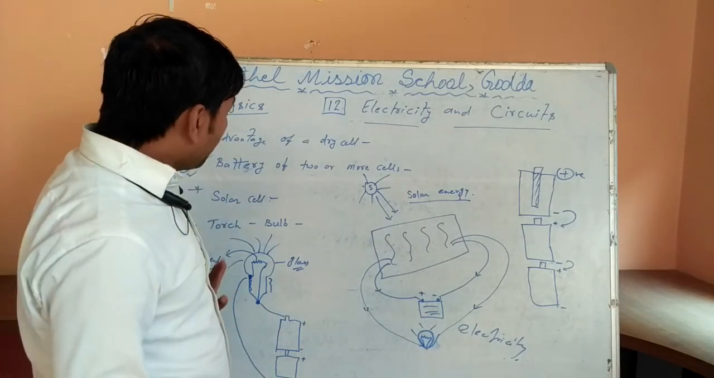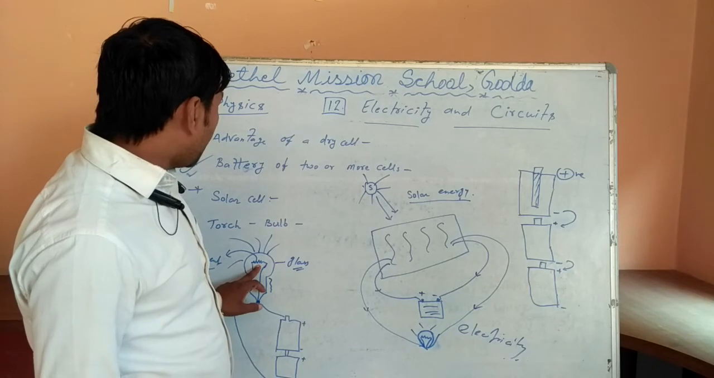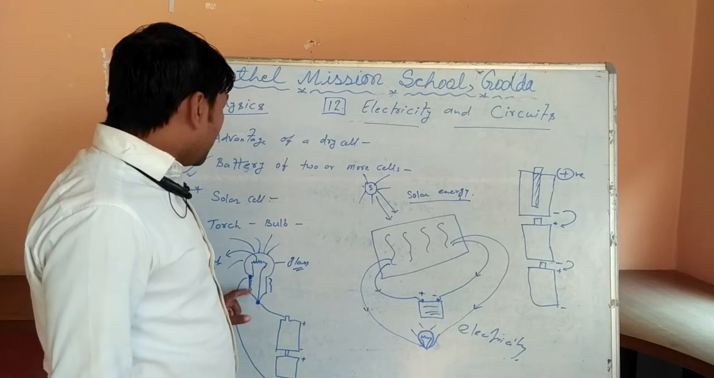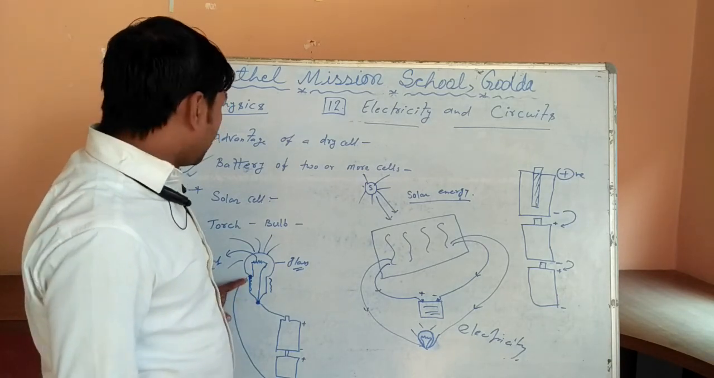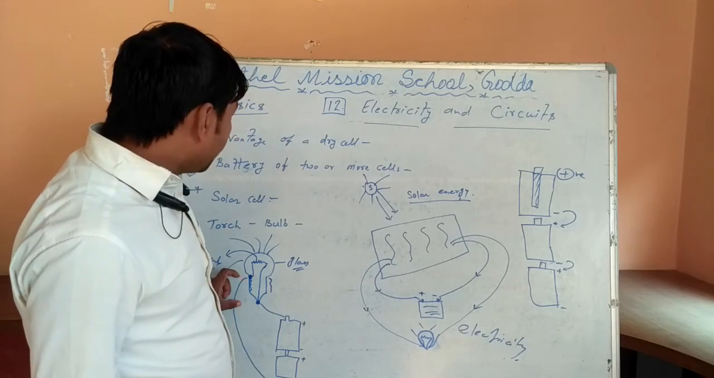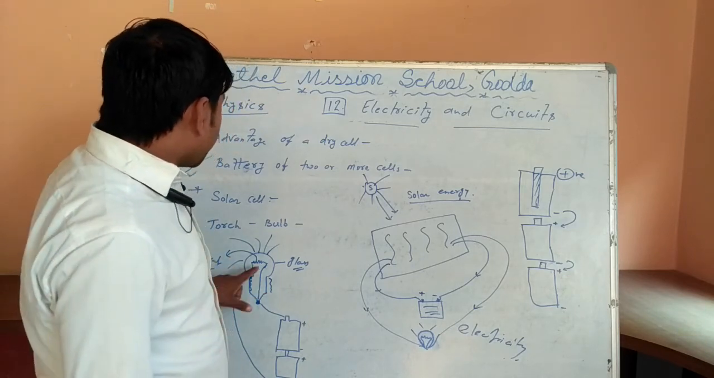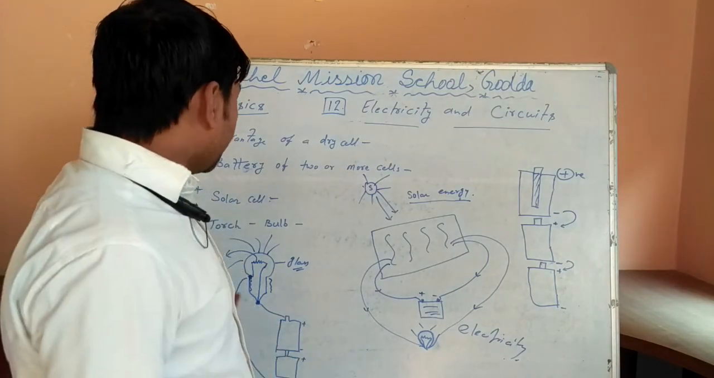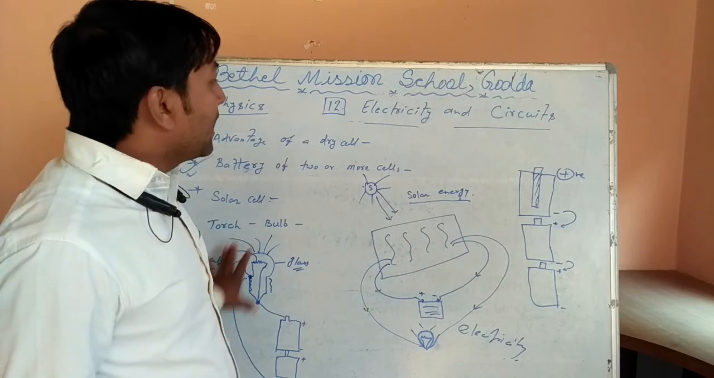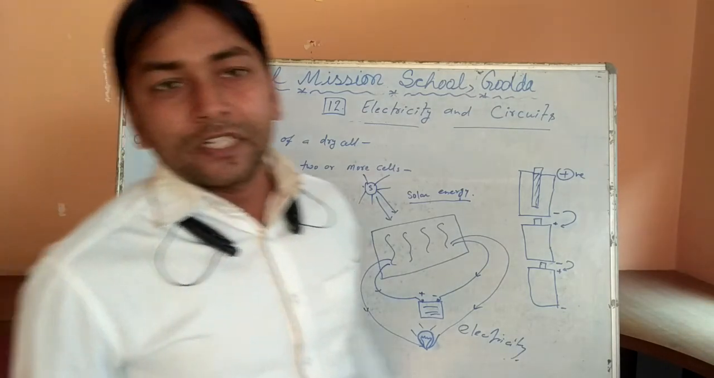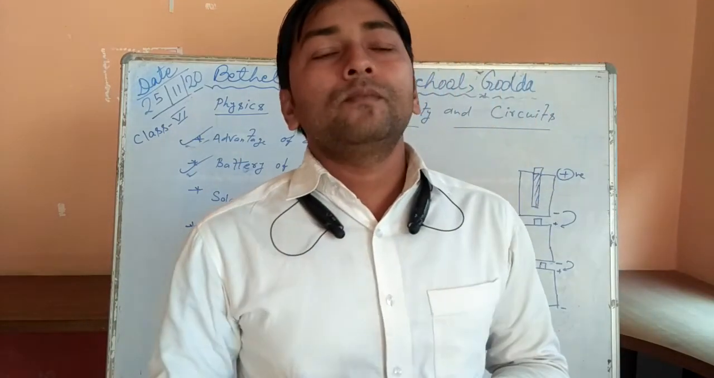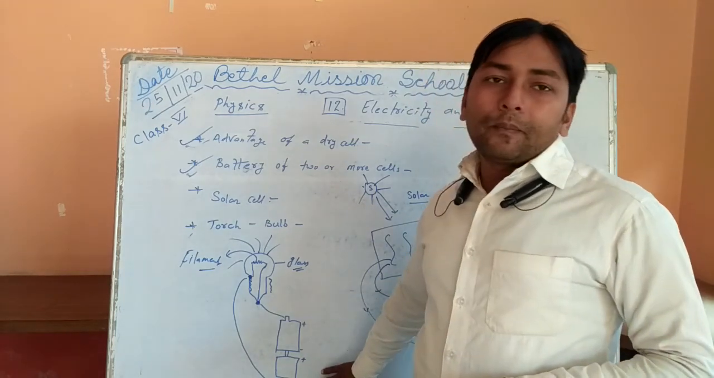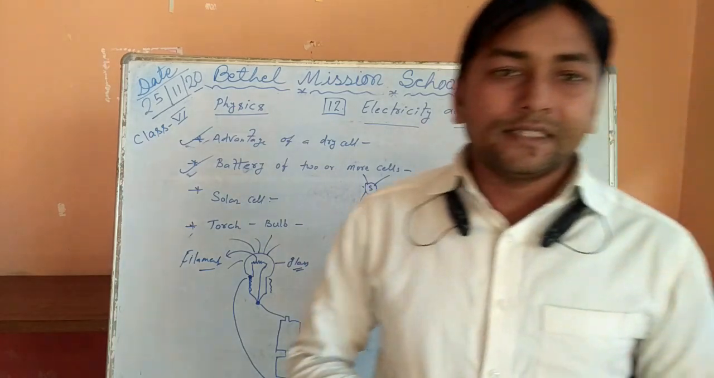Here you should always keep in mind that the tungsten is supported by two wires, one taken from the bottom, the other from the base. And the filament is made of tungsten metal. These two things you should always keep in mind. From the next video we will learn the proper way of connecting a dry cell or more than one dry cell.